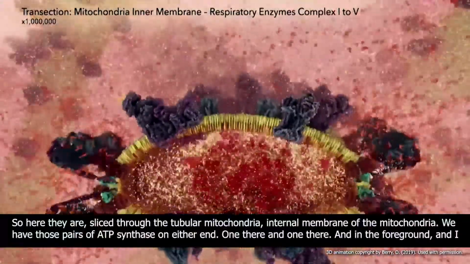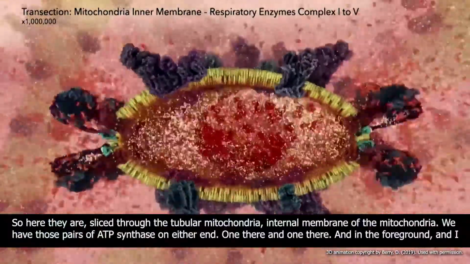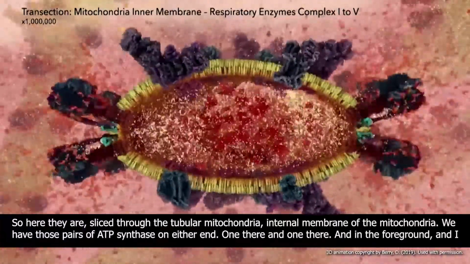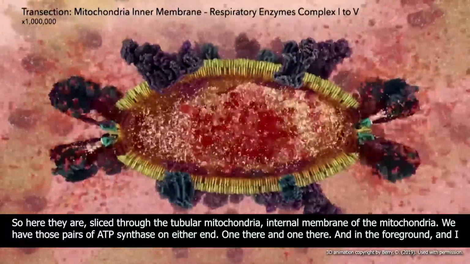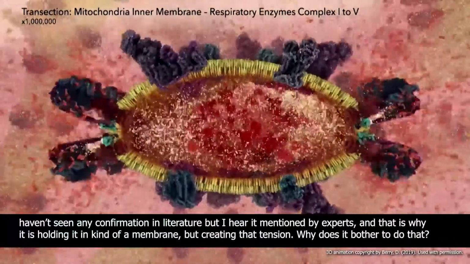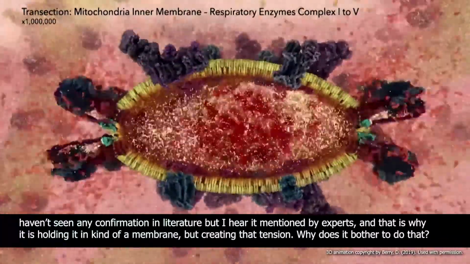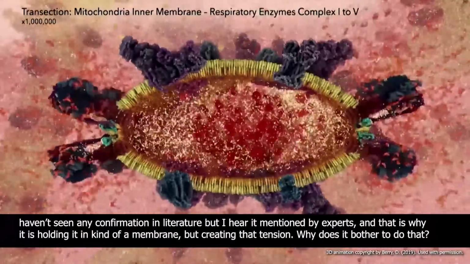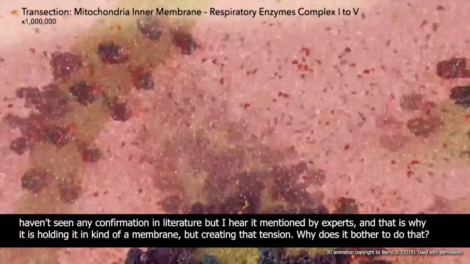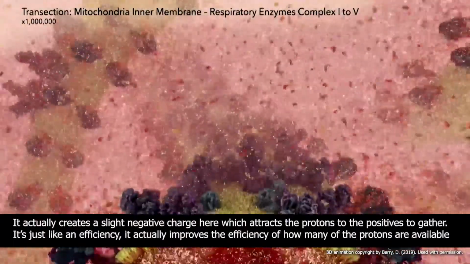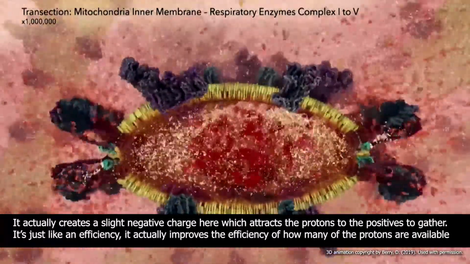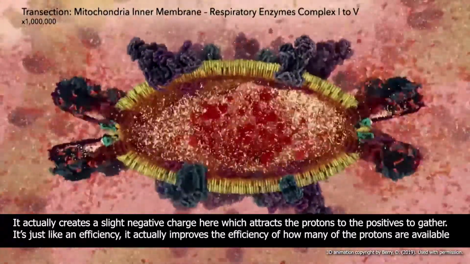Here we are, sliced through the tubular internal membrane of the mitochondria. We have those pairs of ATP synthase on either end, one there, one there. I haven't seen any confirmation in the literature, but I've seen it mentioned twice: the reason it's holding the membrane in that shape, creating that tension, is that it actually creates a slight negative charge here, which attracts the positive protons to gather. It's like an efficiency.